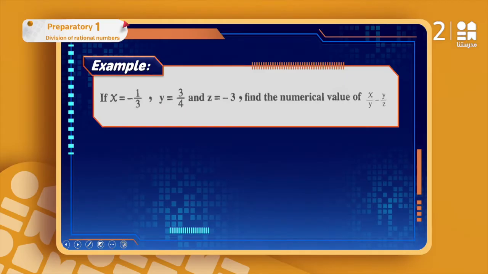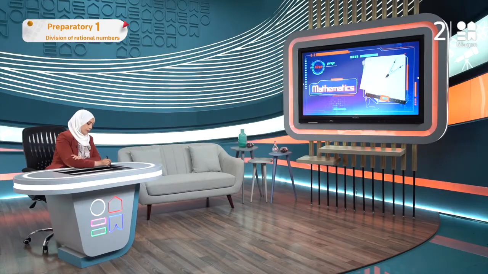Example: if x is equal to negative 1 over 3, y is equal to 3 over 4, and z equals negative 3, find the numerical value of x over y minus y over z. Here we are going to recap the whole chapter. We will multiply, add, subtract, and divide rational numbers.